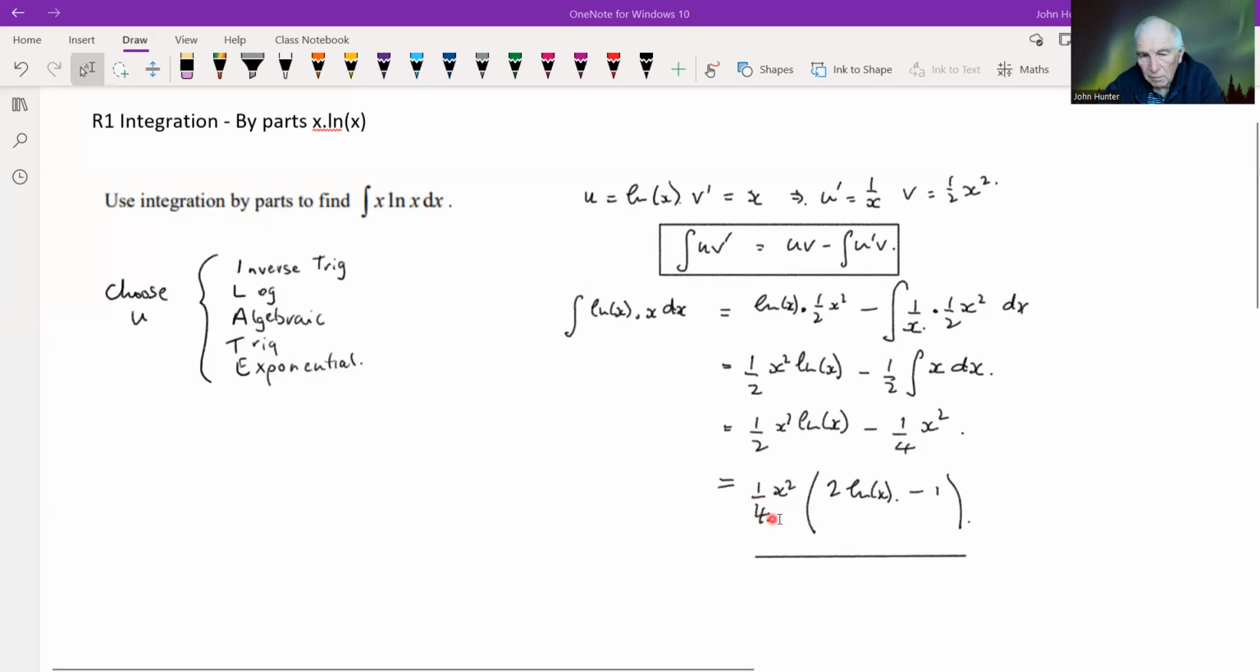Perhaps worth just factorizing out a quarter x squared to give us this as just an alternative expression. This probably serves equally well, but there we go. So our integration by parts formula has worked very nicely. Okay, so hopefully that has been useful.